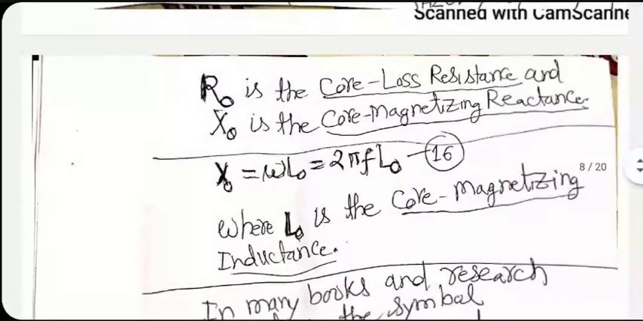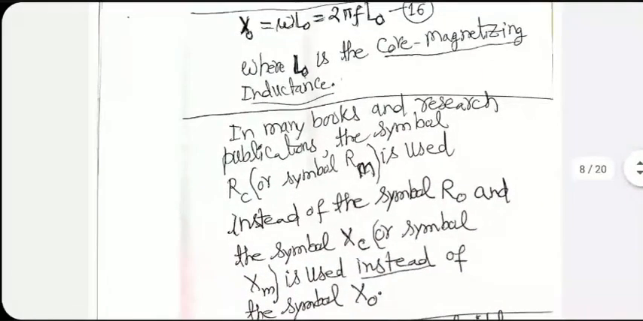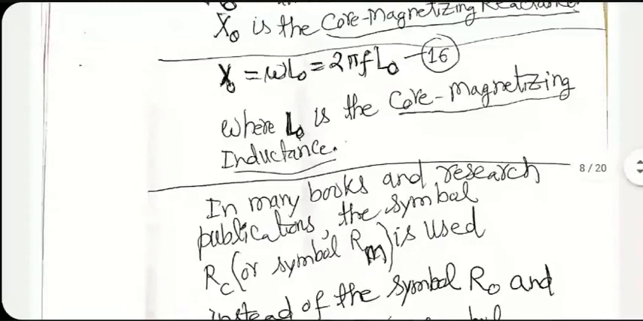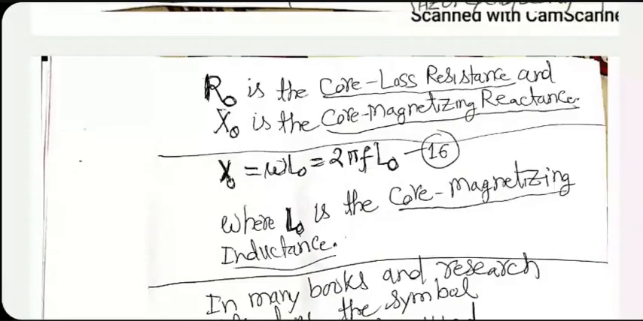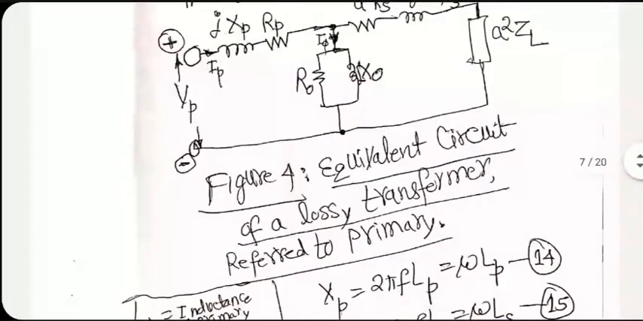In many books you'll see that instead of R0 and X0, they use symbols like RC and XC or RM and XM, which is fine. I'm calling it R0 and X0 because it's a no load situation in which this circuit would continue to operate. So I'm using the O symbol to signify that it's a no load situation where this circuit would still be doing something.